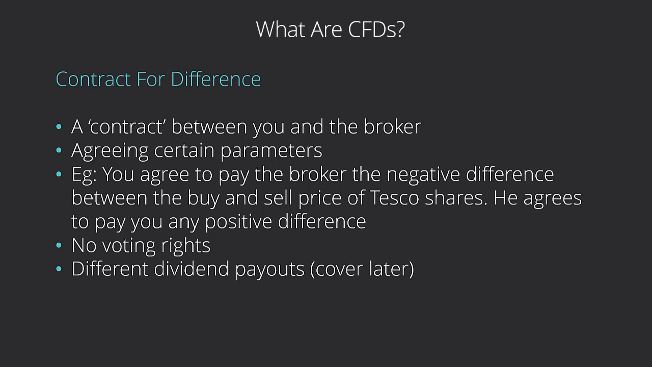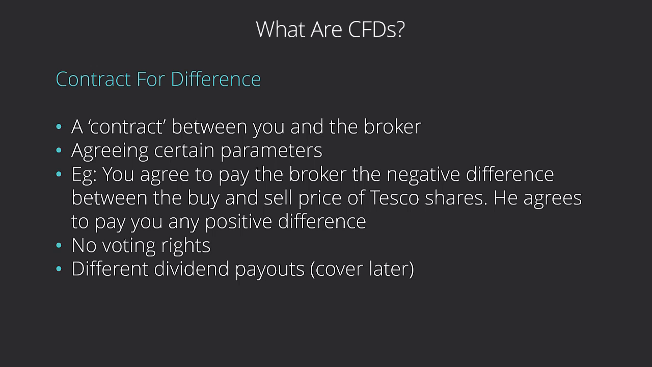So in other words, in simplified terms, if you're buying a bunch of Tesco shares via a CFD, a contract for difference, and they go up in price, the broker will pay you the difference between the sale price and the buy price, and if they go down in price, you agree to pay the difference between the sale price and the buy price. That is really, in a broad nutshell, what it's all about. We'll go to a lot more depth in a second, but ultimately that's what it is.